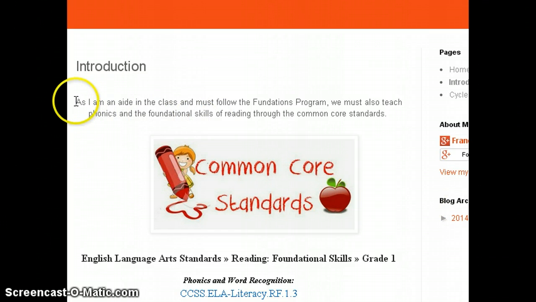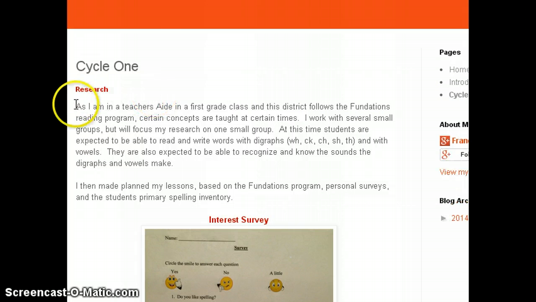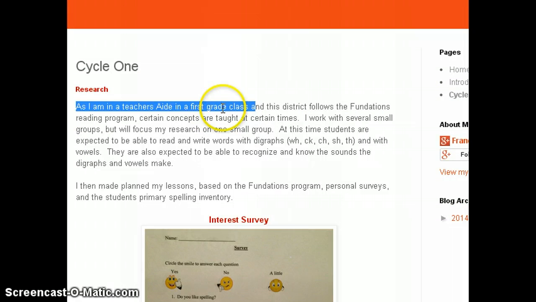For example, this is a little awkward how you begin here. Instead of "As I am an aide," I would just say I am a teacher's aide or a teacher's assistant in a first grade class, etc. So just read through really carefully and probably read aloud to make sure that there's not awkwardness. But I found some both here and in your cycle one. For example, this first sentence reads a little strange.